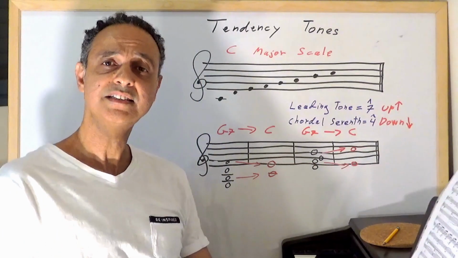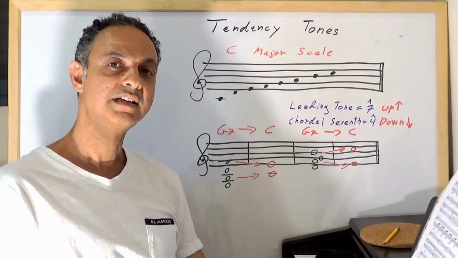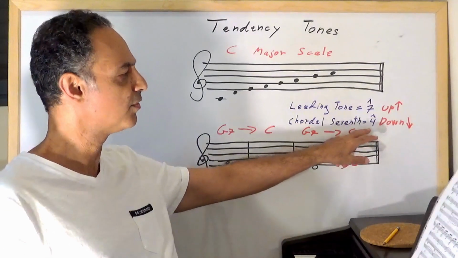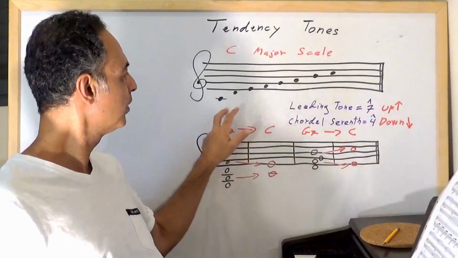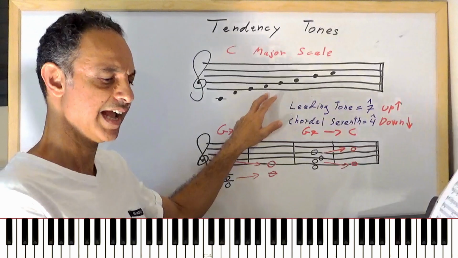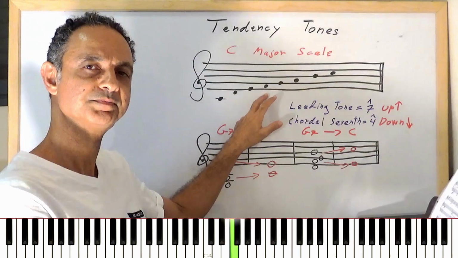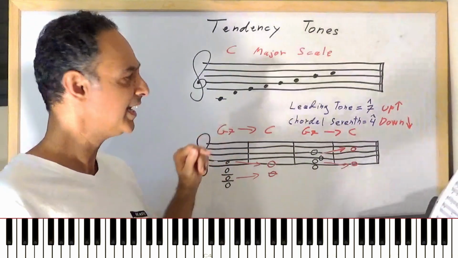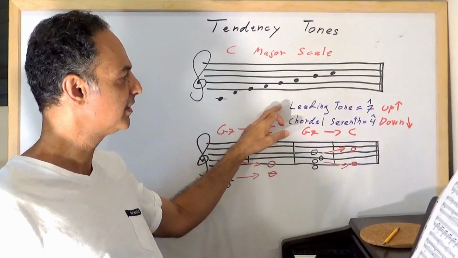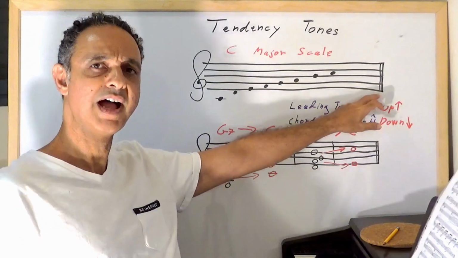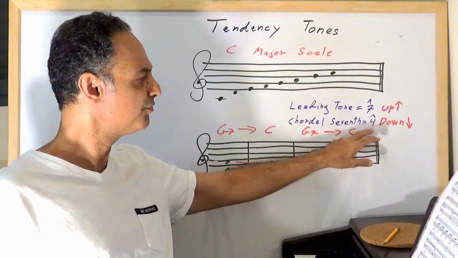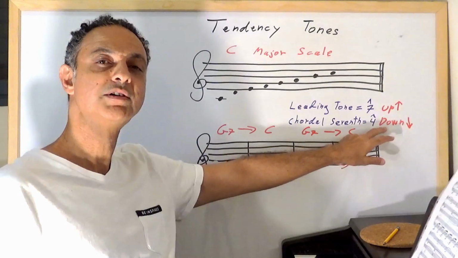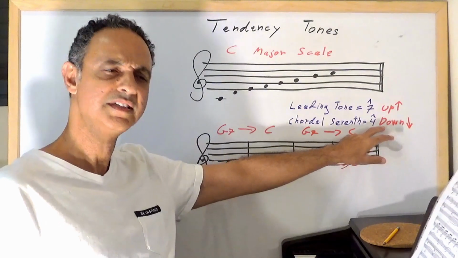So the second tendency note within the major scale is scale degree number 4. 1, 2, 3, 4, the note F. But unlike the leading tone, that has a strong tendency to resolve up, scale degree number 4 has a strong tendency to resolve down. Listen to this.